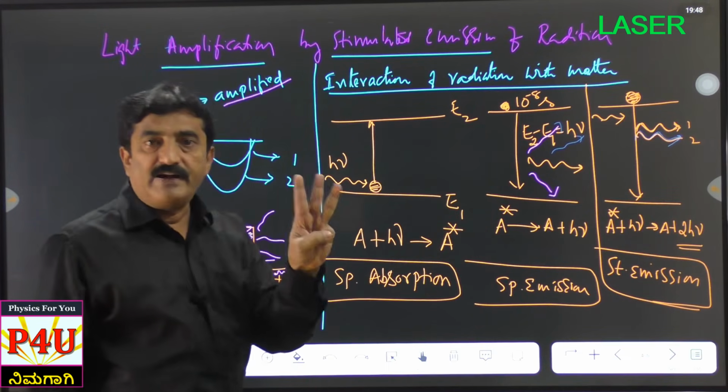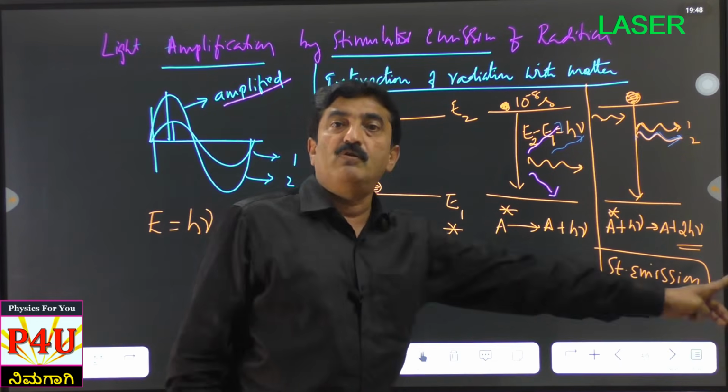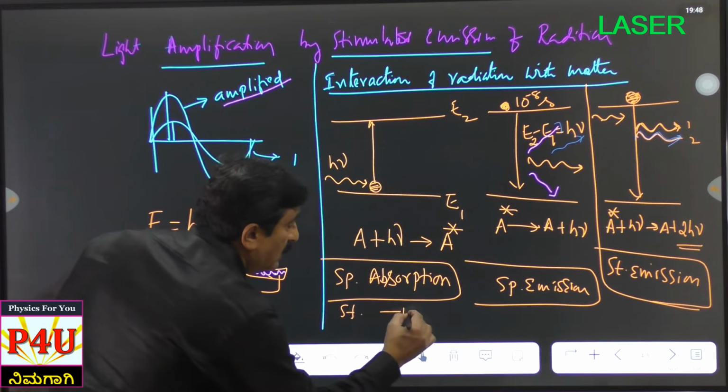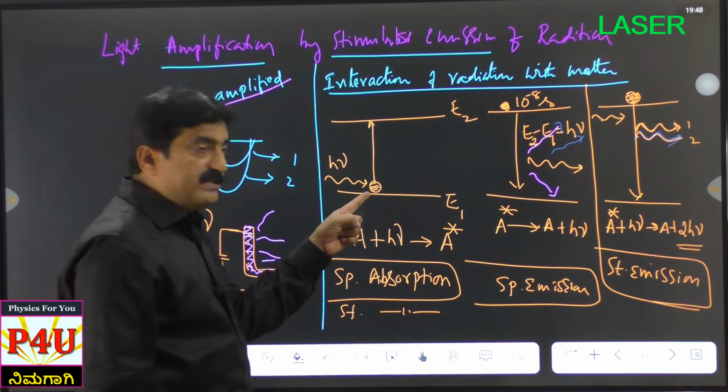There are 3 types of interactions, namely spontaneous absorption, spontaneous emission, stimulated emission. Sometimes we call this a stimulated absorption also. So 3 types of interactions. In first case, atom is in the ground state.